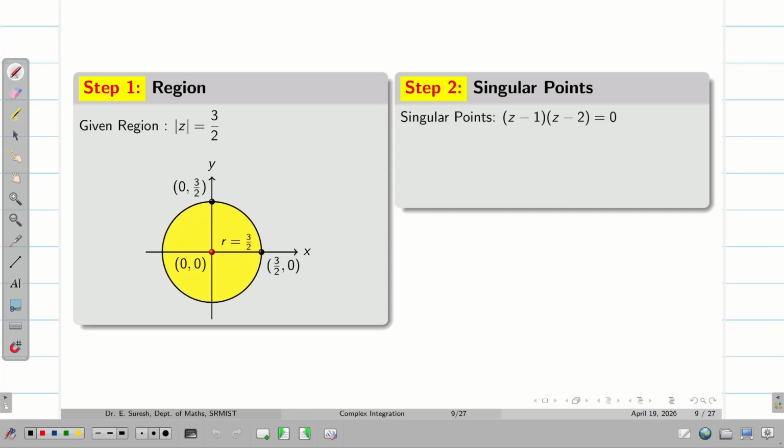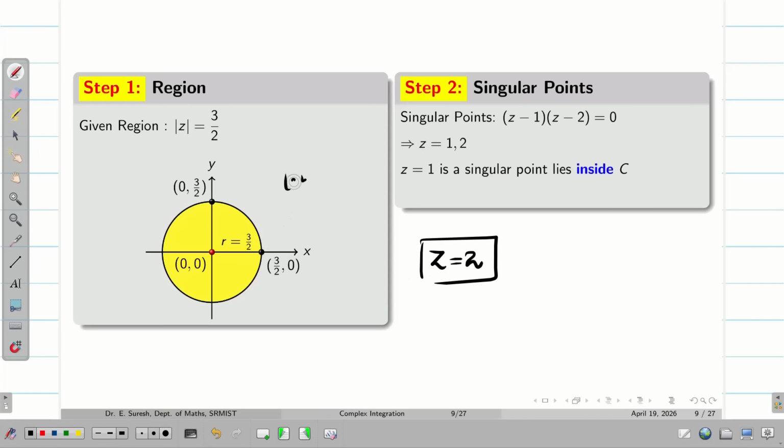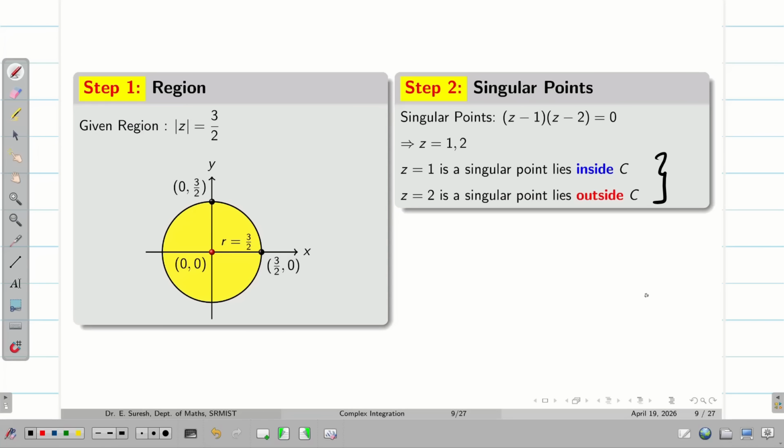Next, singular points. We have already found the singular points are 1 and 2. In this problem, at first, let us consider z equal to 1. So we get the point 1, 0. 1, 0 lies inside. Therefore, z equal to 1 is a singular point that lies inside C. Next, we take z equal to 2. Since my radius is 1.5, z equal to 2, that is 2, 0, lies outside the circle. So one singular point lies inside and the other singular point lies outside C.